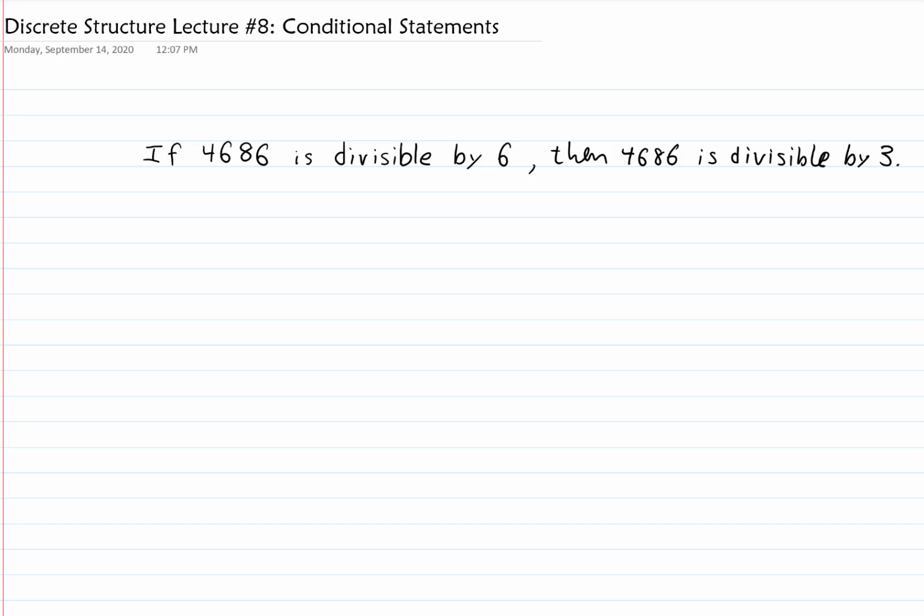Okay, let's look at that sentence for a minute. Now, is 4,686 divisible by 6? Well, the bottom line for today's discussion is, who cares? Because it's not asking if it's divisible by 6 or not. The important thing here is the if-then.